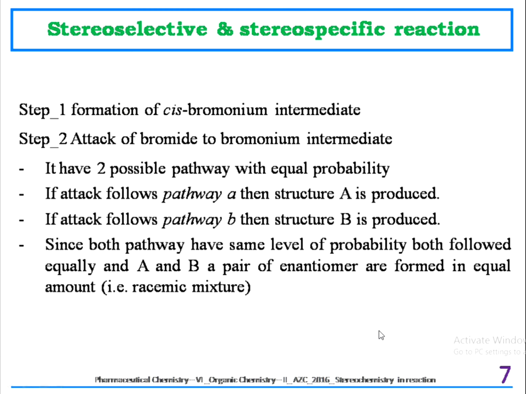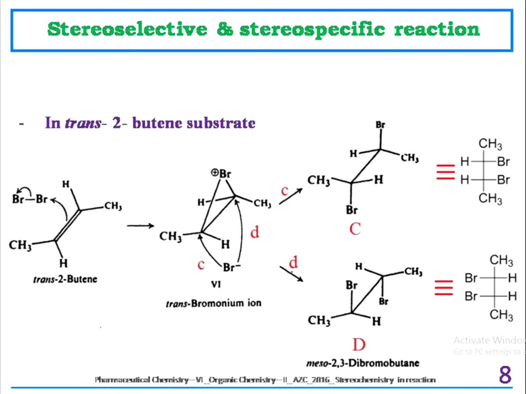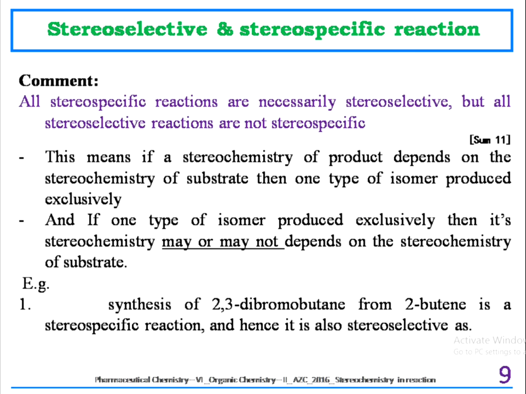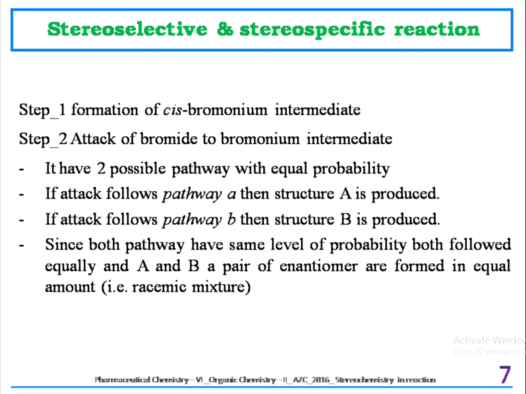Likewise, this is the explanation. First one is the formation of the cis-bromonium ion. This is cis-bromonium ion formation. And the next step is the attack of bromide on this bromonium intermediate. And there are 2 possible pathways which have equal probability. So if attack follows pathway A, the structure A is formed. If it is pathway B, the structure B is formed. So both pathways have the same level of probability. So A and B, a pair of enantiomers, are formed in equal amount. That is the racemic mixture.